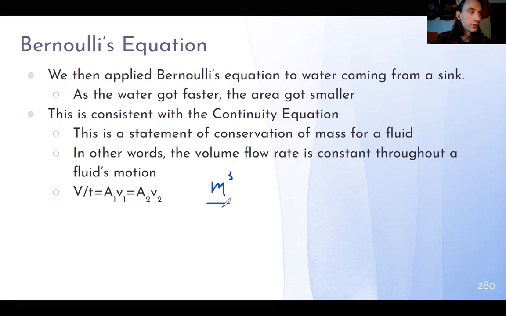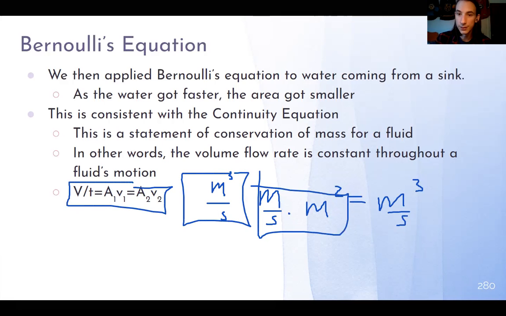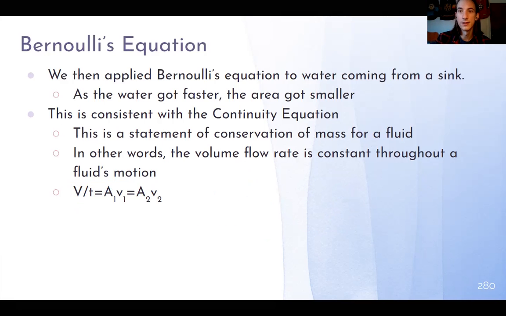Volume is meters cubed, time is in seconds, area times velocity, meters per second times meters squared, there we go. Meters cubed divided by seconds. So you see, these are representing the same quantity. These have the same units. It represents the same thing. It's just another way of stating it.